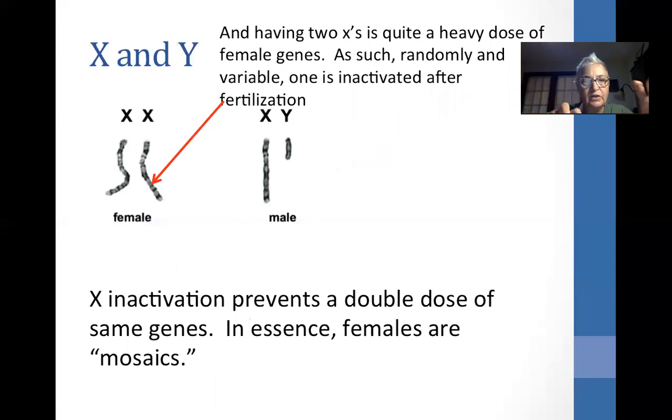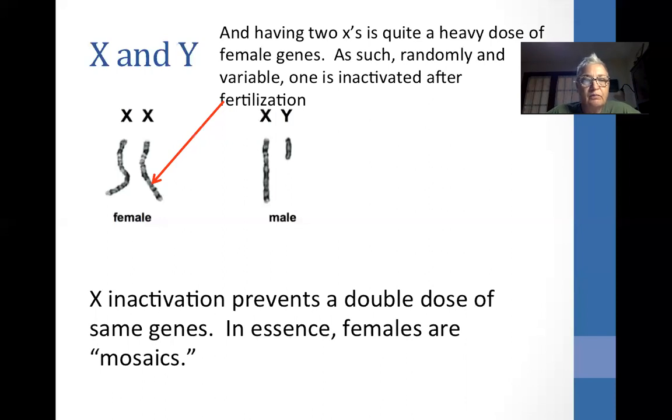Eventually the cells will differentiate. At some point, X's in cells will inactivate, and then every cell from there will carry that inactivation and expression forward. And so it's really interesting. And essentially, I find X inactivation fascinating.